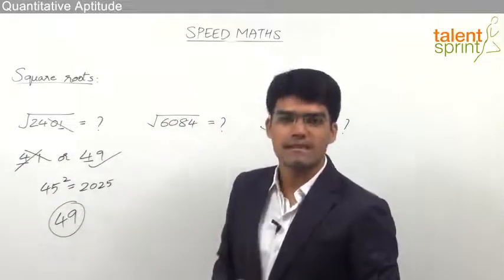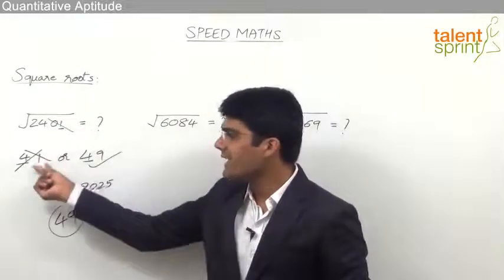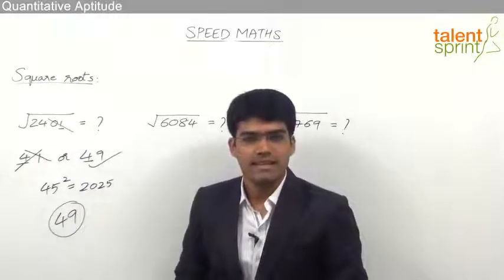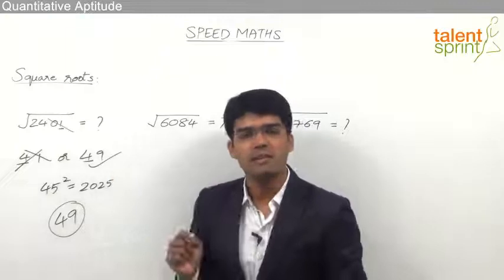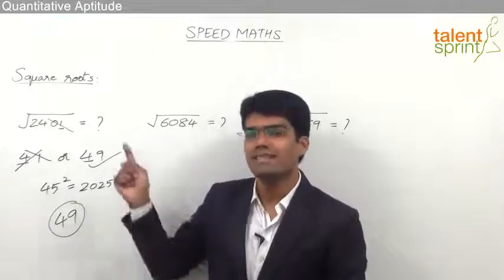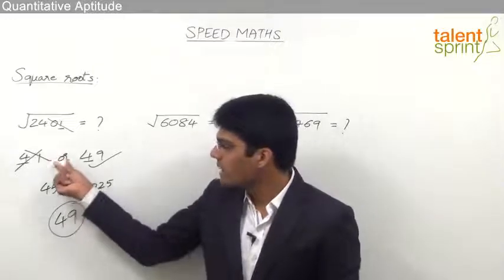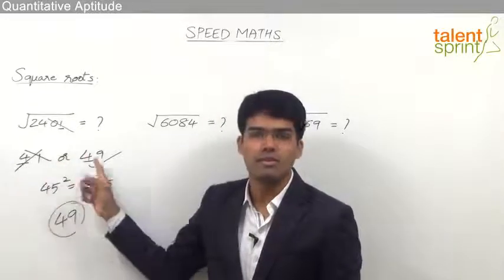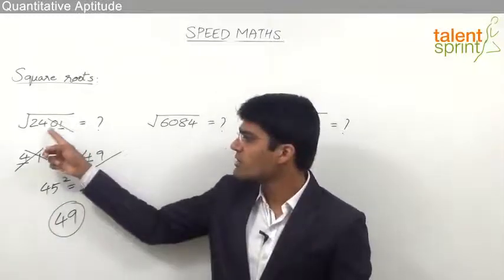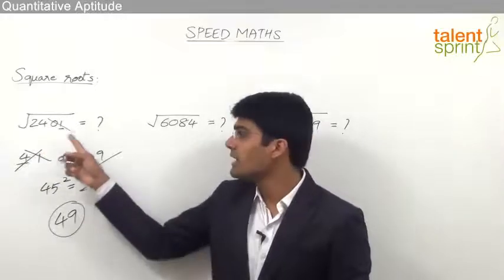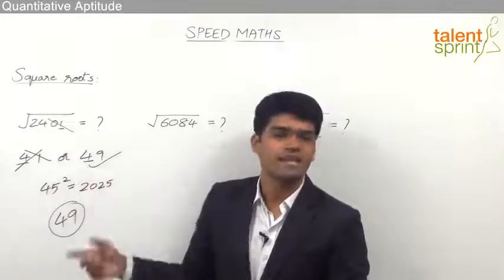So these are the 3 steps that we need to follow to get the answer here. The first step is to look at the units place and decide what are the possible units places. Second step is to leave the last 2 digits of the given number, and from the remaining part find a number which is less than the remaining part and a perfect square. And the third step is to check the square of the number which is exactly between the 2 possibilities, which is 45 here. 45 square is 2025. Now since 2401 is more than 2025, its square root should be more than 45. What is more than 45 out of these two? 49. So that is our answer.